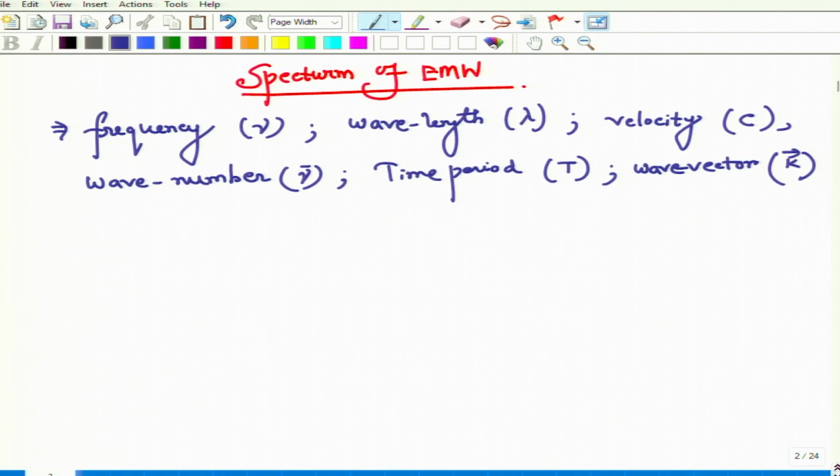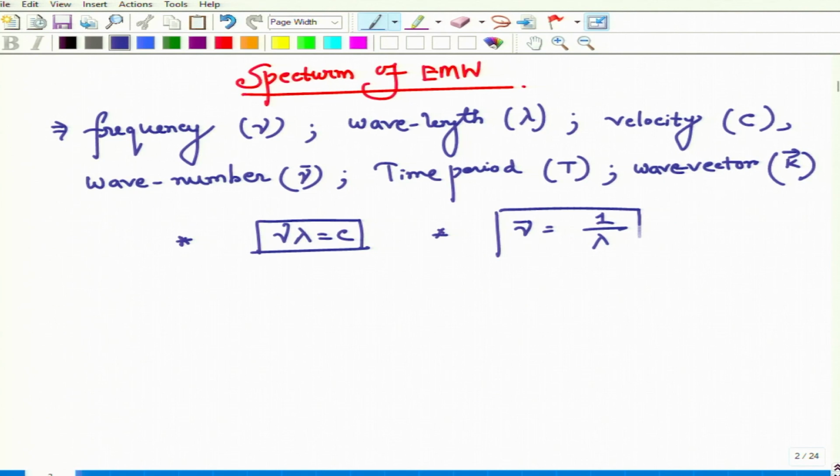There are some relations between these parameters, like nu lambda is equal to c. Also nu bar, the wave number, is essentially 1 by lambda. Again the time period we can define as 1 by nu. So these are the things.